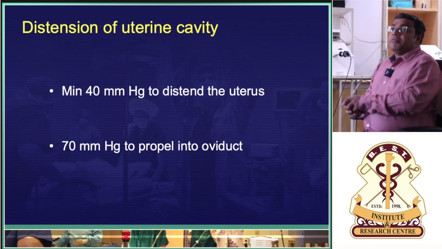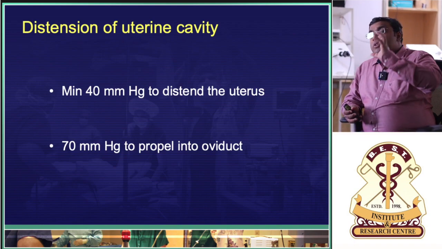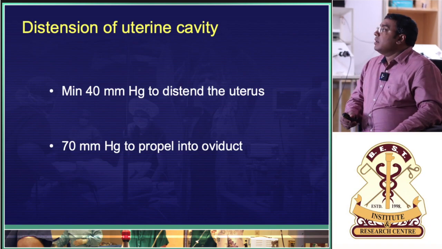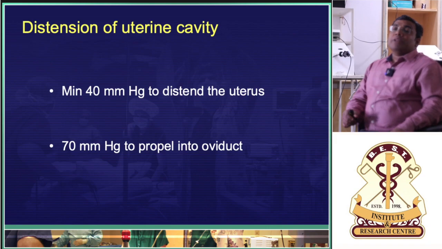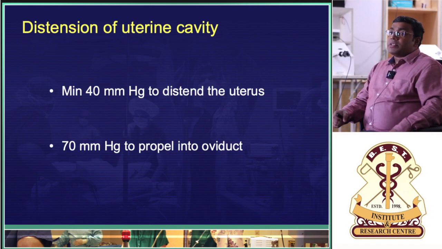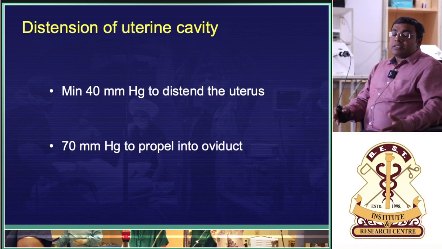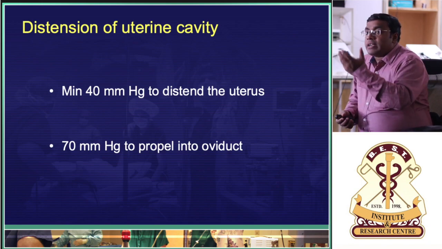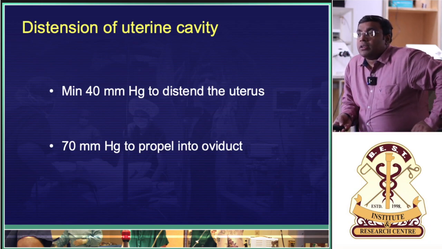So the uterine cavity is a collapsed structure. To distend the uterine cavity and visualize what is exactly happening in it, an intrauterine pressure of 40 millimeters of mercury is sufficient. So how do you achieve 40 millimeters of mercury pressure? With the distension media. What do you do to get a pressure of 40?